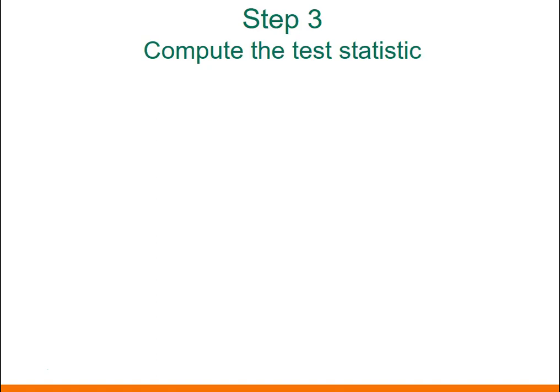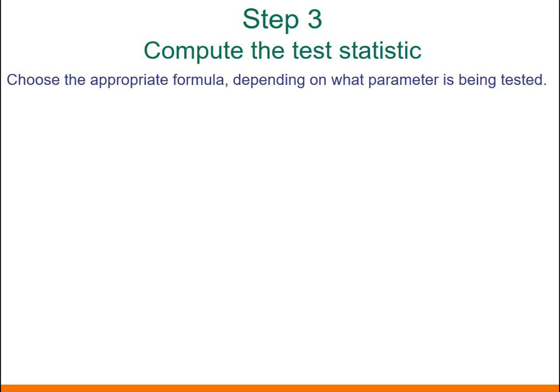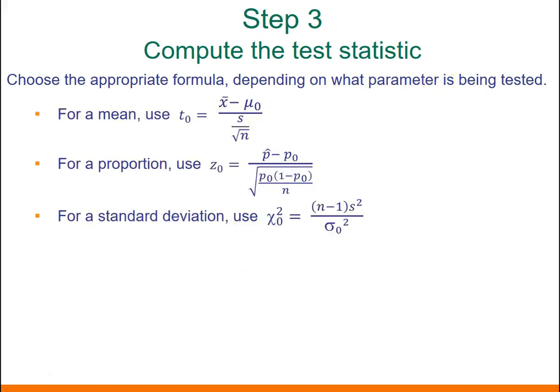The third step in our hypothesis testing is to compute the test statistic. And this one, it's really a question of choosing the right formula and then putting the right numbers in the right places in that formula. So to choose the formula, it's going to depend on what parameter we're testing. So this goes back to what our alternative and null hypotheses look like.